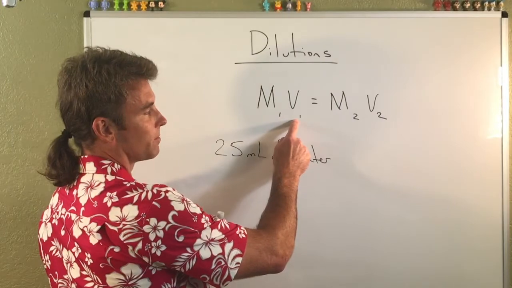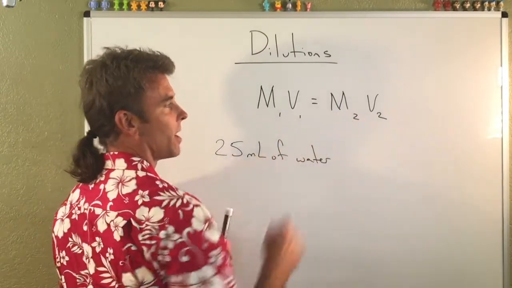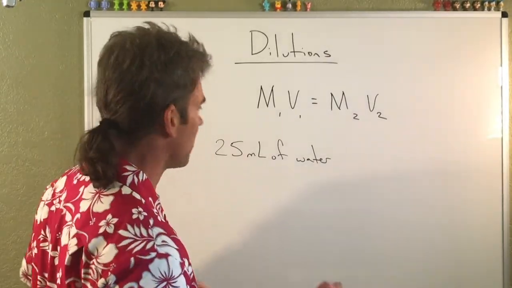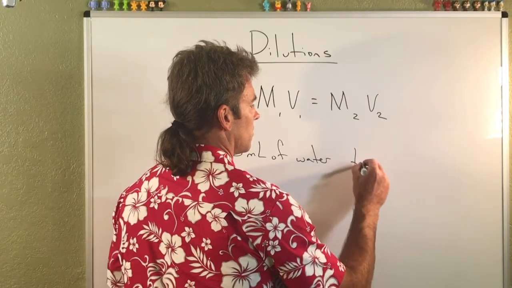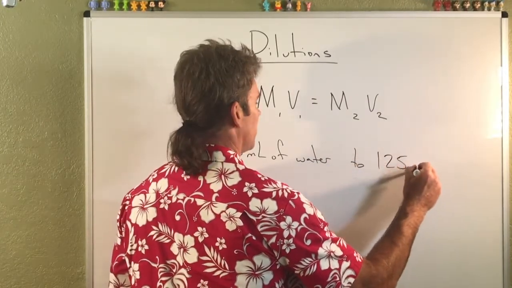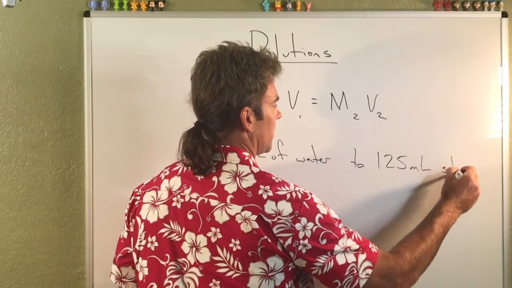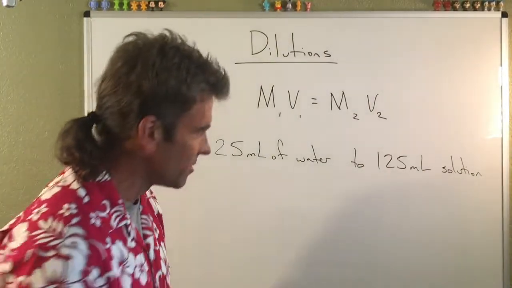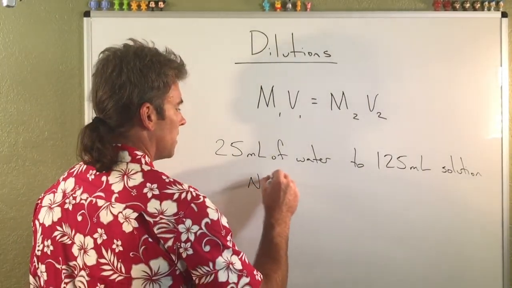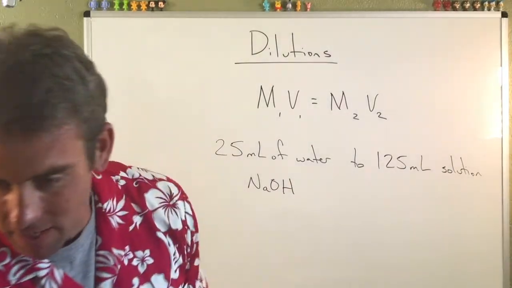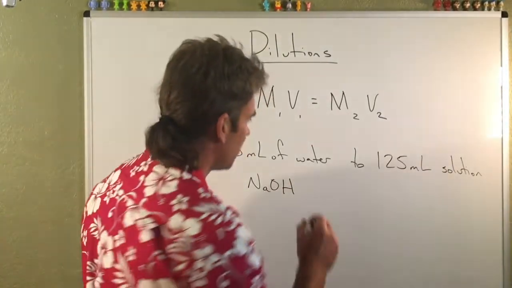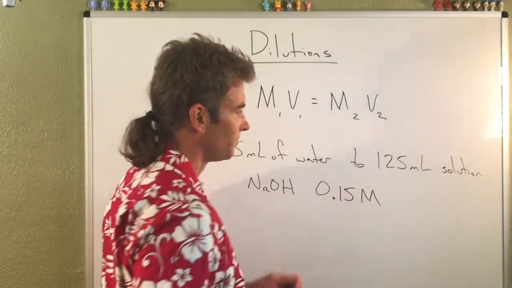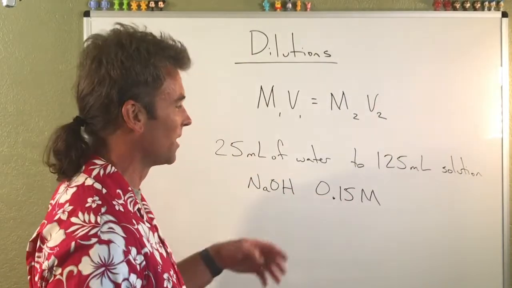The ones always correspond to where you started, and the twos correspond to where you stop, right? This particular one says that we're going to add 25 mils of water to a 125 mil solution of, I don't even remember what it was, sodium hydroxide, yeah, sodium hydroxide, that we knew started at a particular molarity. In this case, it's 0.15 molar.